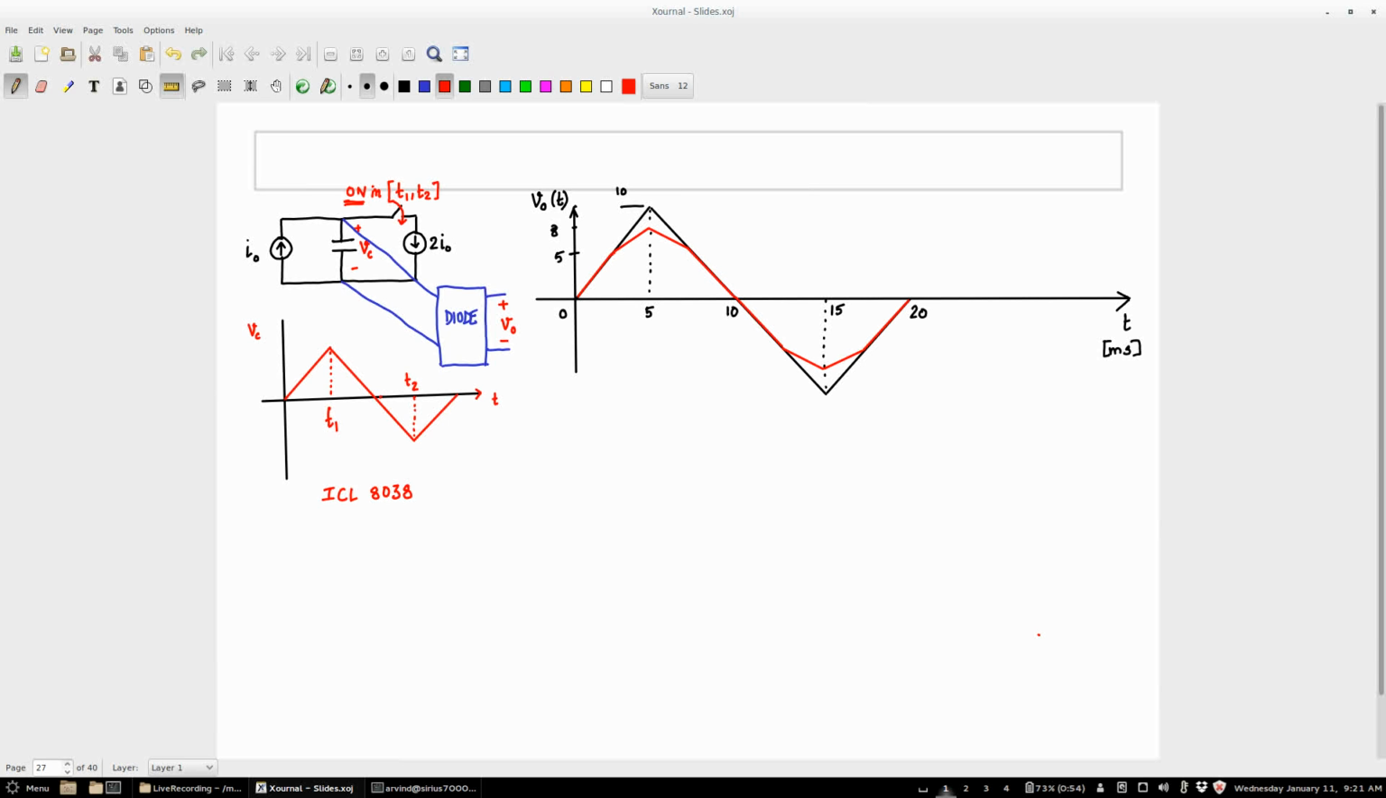Right? The output looks more like a sinusoid than the input, right? So if you put in more sections, you can get a smoother sinusoid if you so desire. So how do you think one should go about designing this?